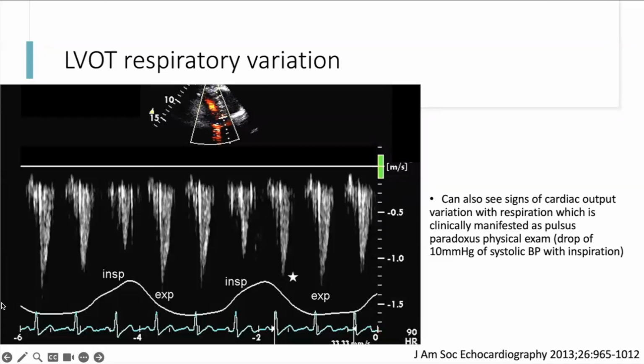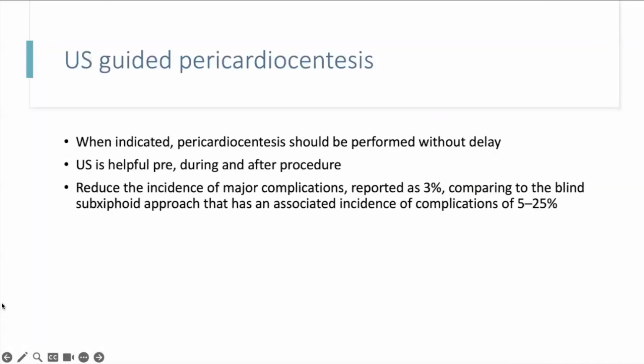So the ultrasound is not only helpful for diagnosis, but it also helps you in terms of therapy. If you want to do pericardiocentesis, ultrasound guidance is very important during and after, because it can also help you tell when to take out the drain. It also reduces the risk of major complications, which makes sense. If you go in blind subcostally, the risk of major complications is 25%. It goes down to 3% with ultrasound guidance.